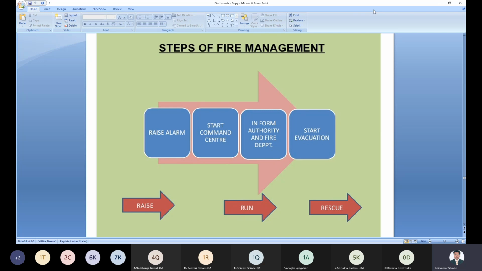Then start evacuation. Start evacuation means that the persons who are affected by the fire are taken out from that place and brought to a safe area. This is called a rescue operation.